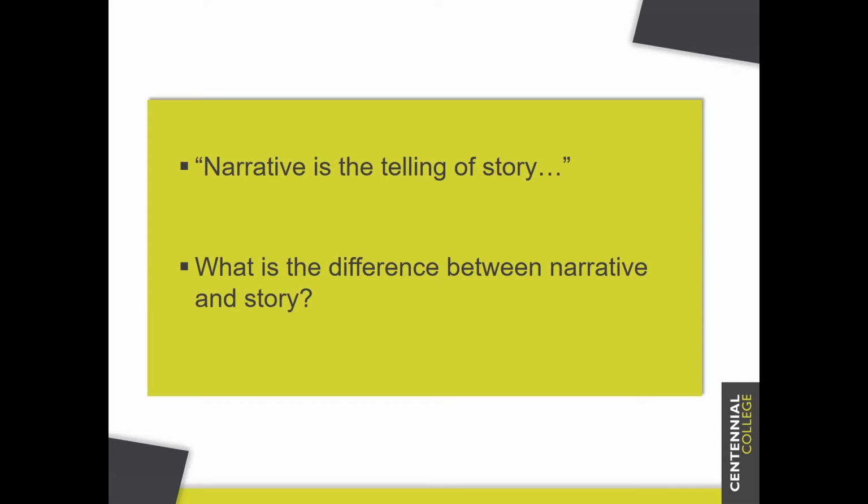Narrative is the telling of a story. That's what we said before. And it's important to understand the difference between narrative and story, right? There is a difference between narrative and story. And especially in today's political climate, I think it's actually important that we understand that narrative and story are two very different things. So let's explore that.